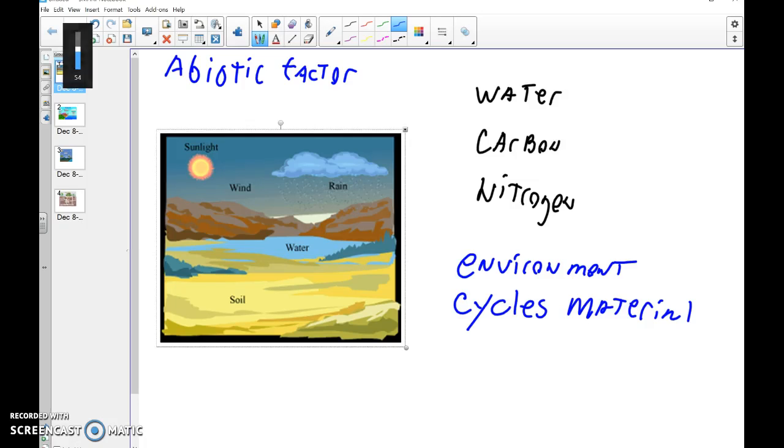Alright, ladies and gentlemen, for this presentation we're going to talk about the abiotic factors in an environment. So we're going to talk about the things that make up an environment that are not alive. That's actually what this A in front of the abiotic means. It means not alive or non-living.